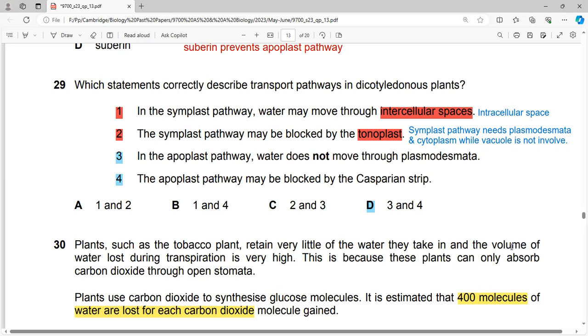And the next: in an apoplastic pathway, the water does not move through the plasmodesmata. So water is not entering into the cell. So that's why this is our correct option. And the apoplastic pathway may be blocked by Casparian strip. Yes, it is blocked by Casparian strip. Why? Because it contains suberin wax, and this is present in the endodermis. So that's why this is a correct statement. So D is our correct statement here.